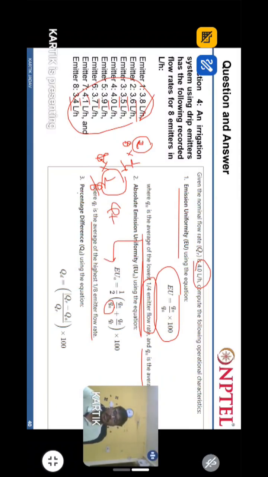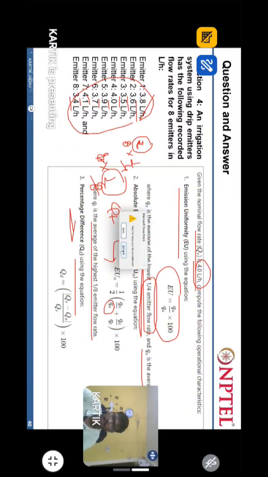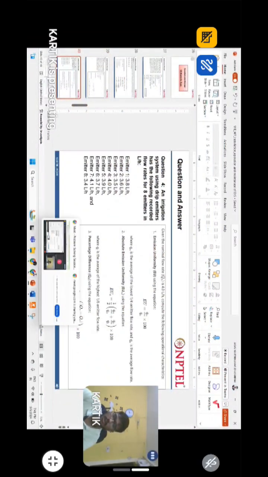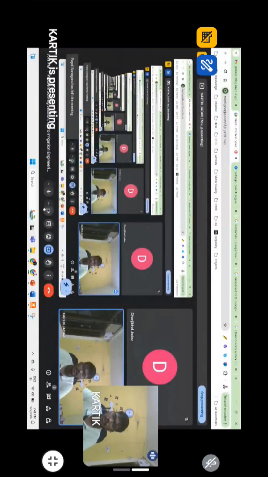And in the last, we need to identify the percentage difference, QD, and that is given by QR minus QA divided by QR. The nominal flow rate given is 4 liter per hour, and QA we will observe from this average share, and that will give the percentage difference. So you can try to solve this question. I'm giving 2-3 minutes to you. After that, I will solve this.